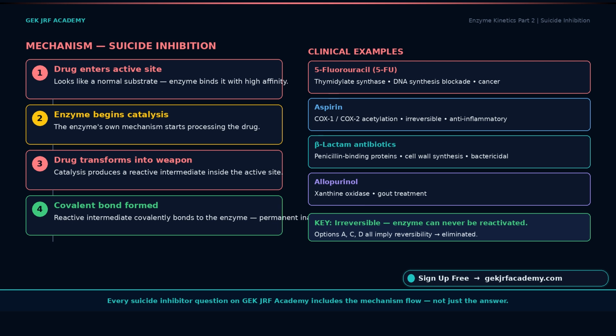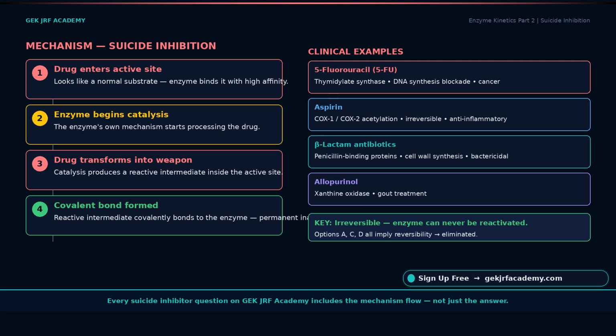The drug enters the active site looking like a normal substrate. The enzyme begins to catalyze it through its own mechanism. Partway through catalysis, the drug is transformed into a highly reactive intermediate inside the active site. That intermediate then forms a covalent bond with the enzyme, permanently inactivating it. The enzyme has, in effect, catalyzed its own destruction.